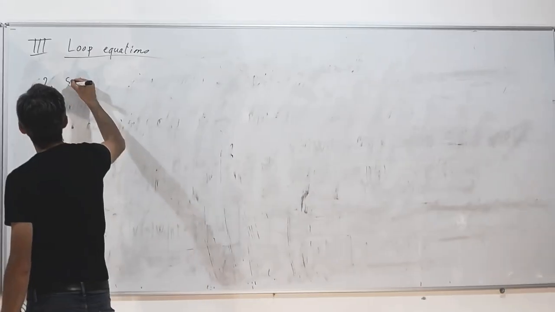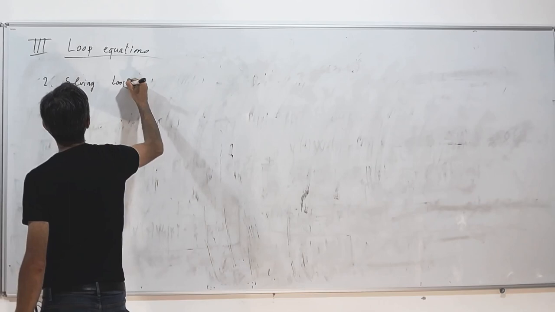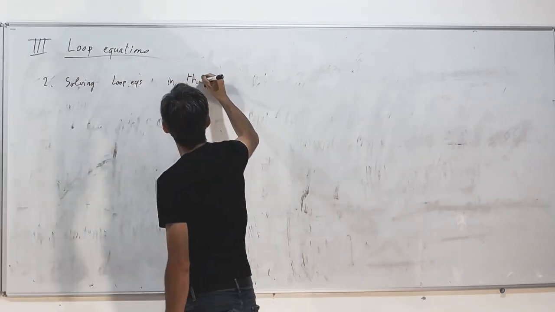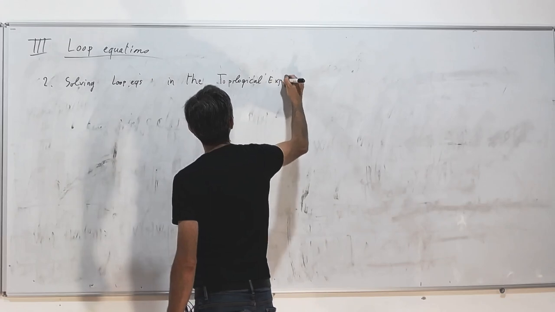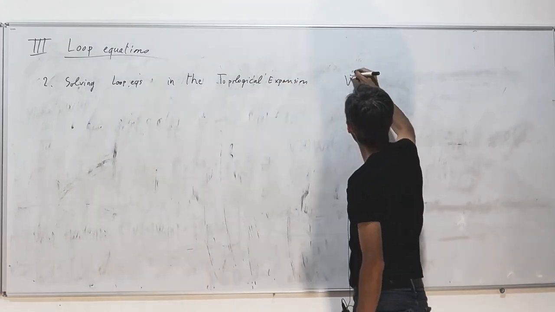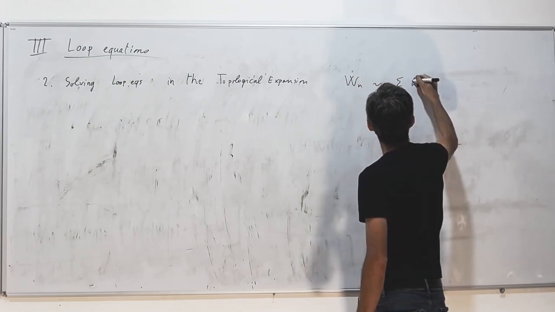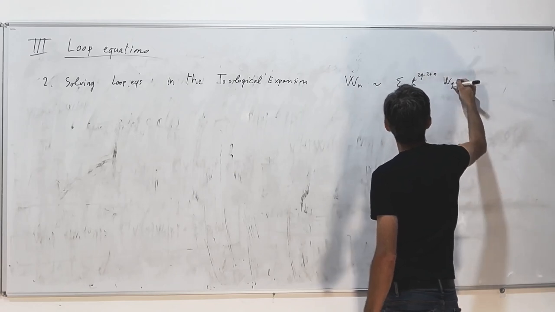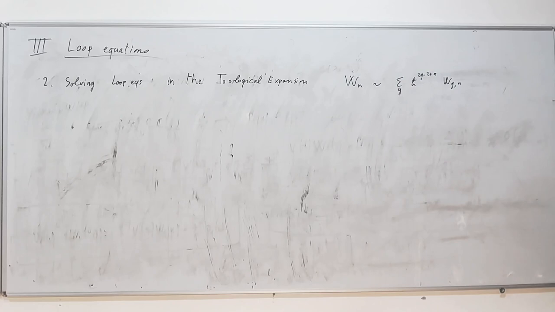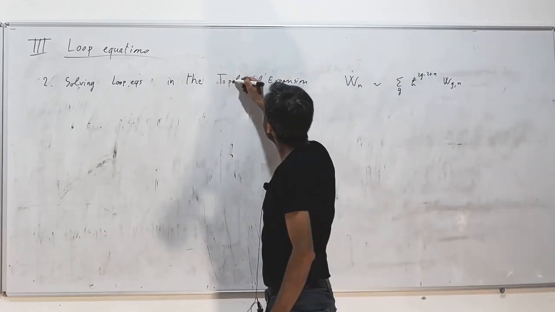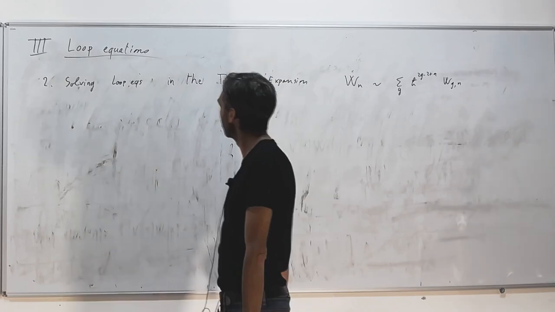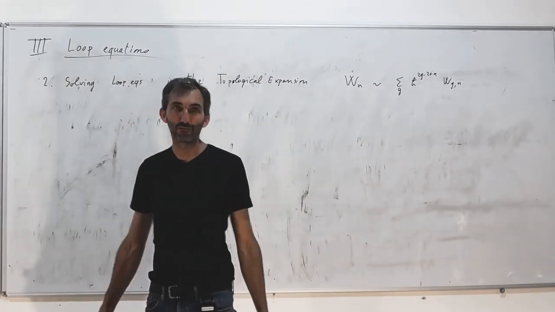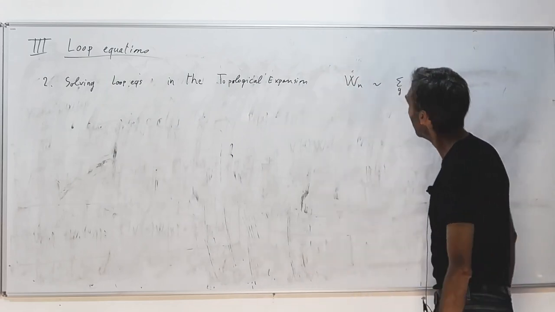So, solving loop equations in the asymptotic expansion. It's called the topological expansion. So assuming that Wn behaves like sum over g of h bar to the 2g minus 2 plus n Wgn. It's called topological expansion. As you see, this 2g minus 2 plus n is a kind of Euler characteristic. And the picture I used to represent things, this 2g minus 2 plus n was indeed the minus of the Euler characteristic.